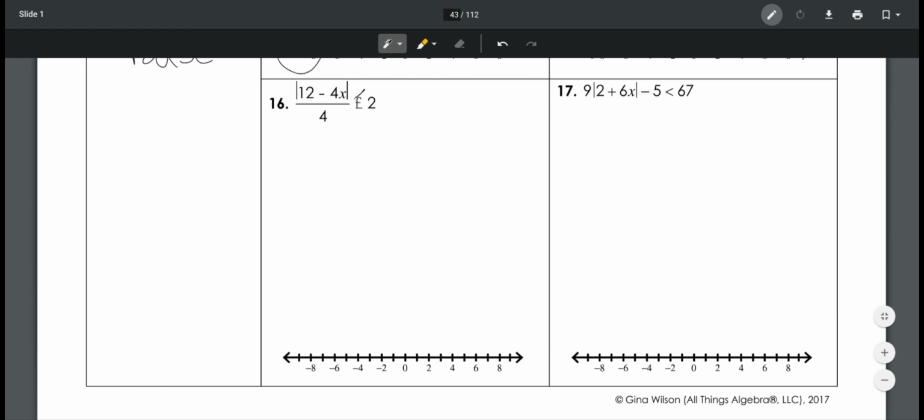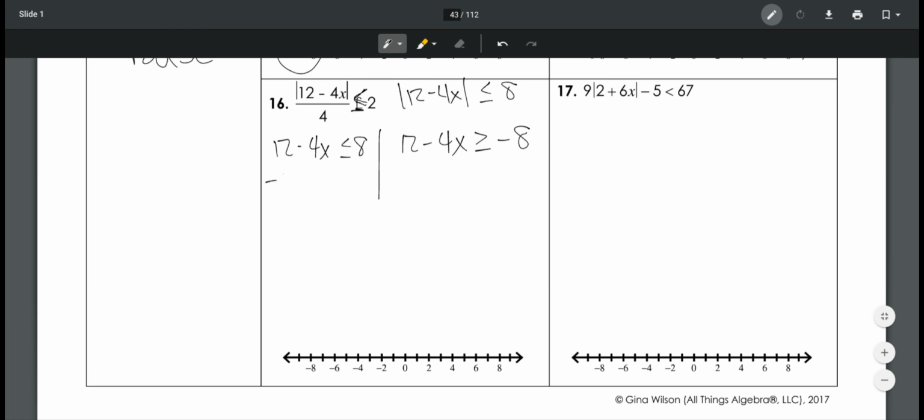This should read less than or equal to. That should be a less than or equal to symbol. So on this particular problem, I am going to multiply both sides by 4 to isolate the absolute value. So absolute value of 12 minus 4x less than or equal to 8. Now, I'm going to set up my solutions. This is less than, so it's an intersection. So I have 12 minus 4x less than or equal to 8, and then I have 12 minus 4x greater than or equal to negative 8. Flip my symbol, change my sign.